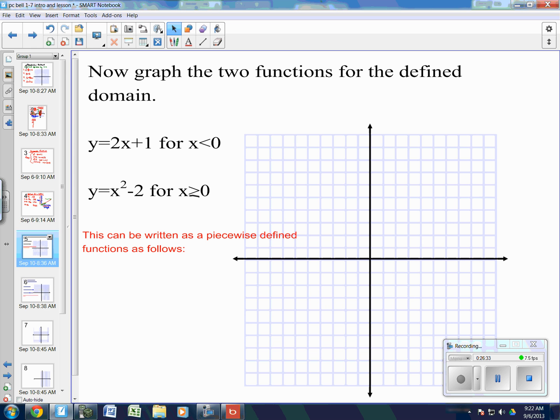I'm sure they could. Okay, now graph the two functions for the defined domain. Y equals 2x plus 1 for x is less than 0, and y equals x squared minus 2 for x is greater than or equal to 0. I'm going to give you guys 2 minutes on this one to get as far as you can. I'd use the other side of your graph paper, or see if you guys can get this one. Keep in mind, x is less than 0 means from negative infinity to 0, right? And x is greater than or equal to 0 means from 0 to positive infinity to the right forever. Okay, go. I'm going to give you a few minutes.